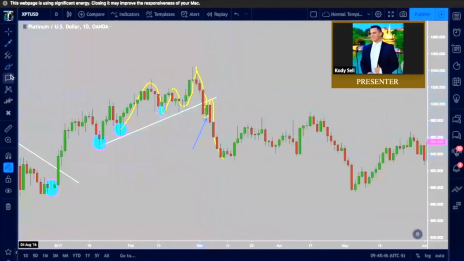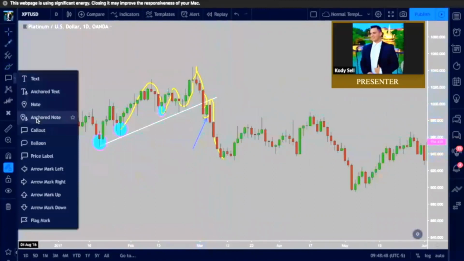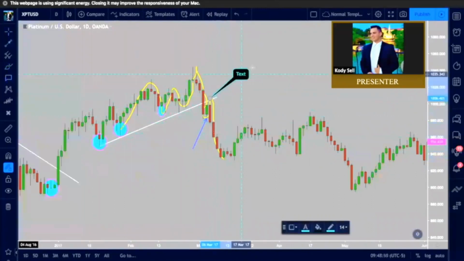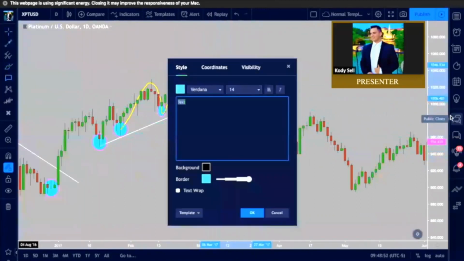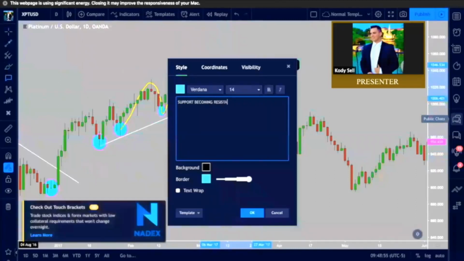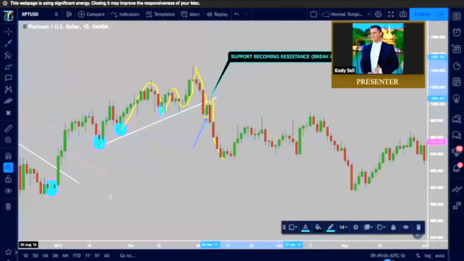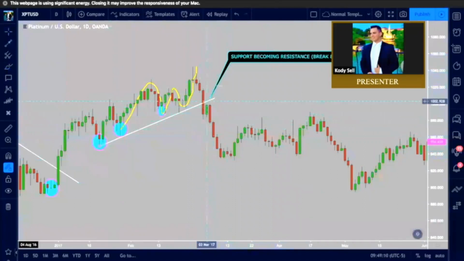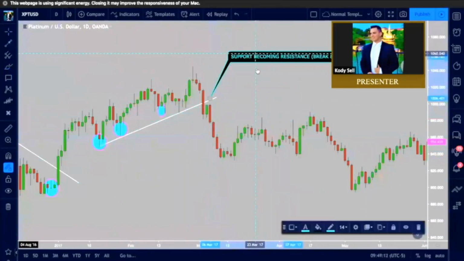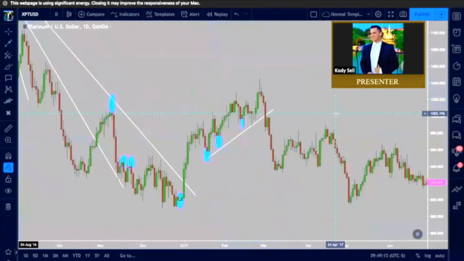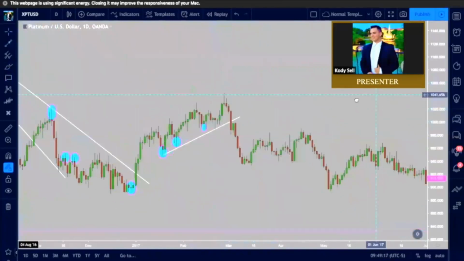All right. And what is this? What is this referred to as right here? This is support becoming resistance, break, and retest. All right. That's what this is. You need to understand these concepts. These concepts are important. They're used over and over and over again. All right, zoom back out. Let's look at another example.